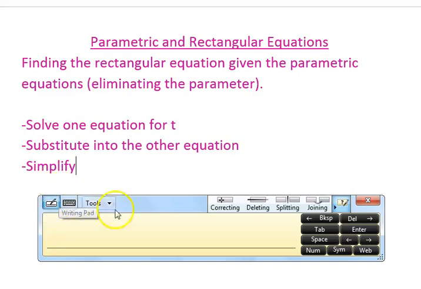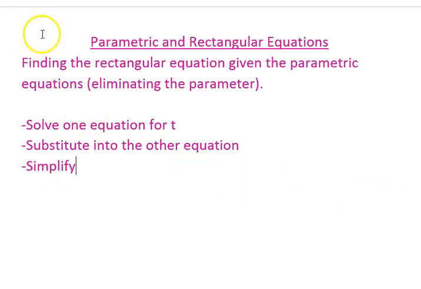Okay, the steps that we are going to use: we're going to solve one of the equations for t. So you take the x equation or the y equation and solve it for t. You're going to take that and substitute it into the other equation, and then you're going to simplify. So it's very much like substitution that you maybe learned in an earlier math class.